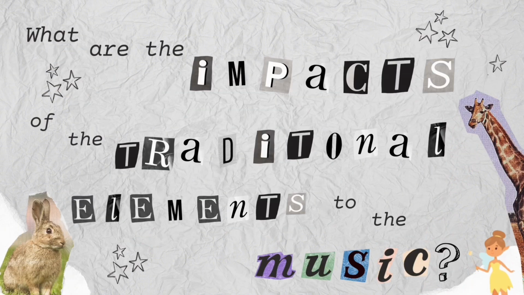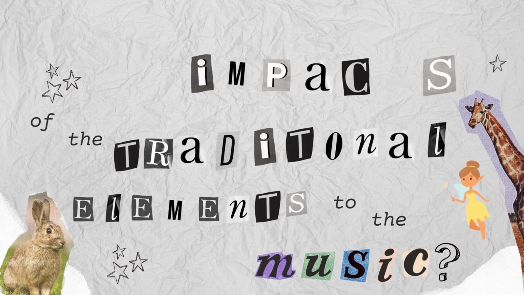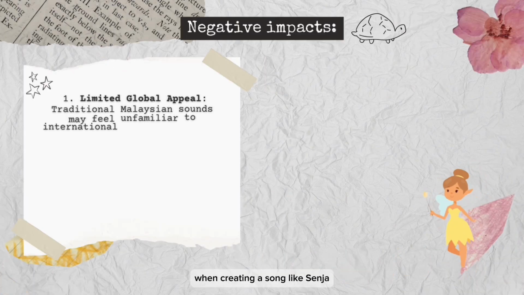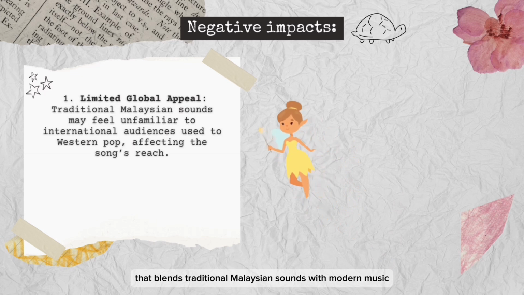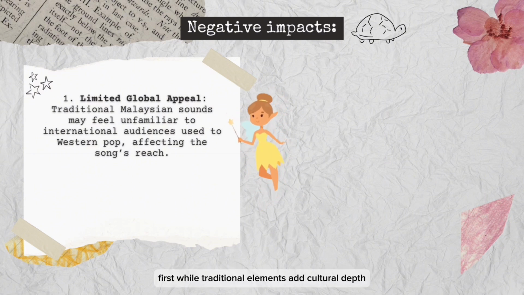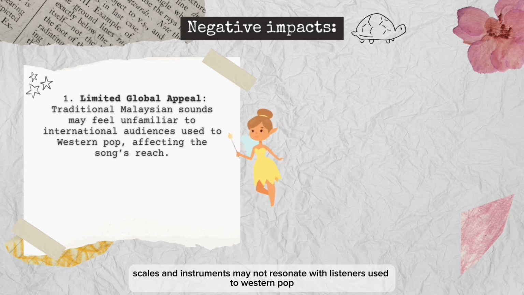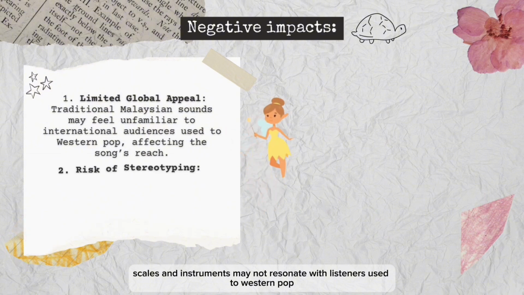Now, we are going to talk about the impacts of the traditional elements to the music. When creating a song like Senja that blends traditional Malaysian sounds with modern music, there are some challenges to consider. First, while traditional elements add cultural depth, they might feel unfamiliar to global audiences. Unique rhythms, scales, and instruments might not resonate with listeners used to Western pop.